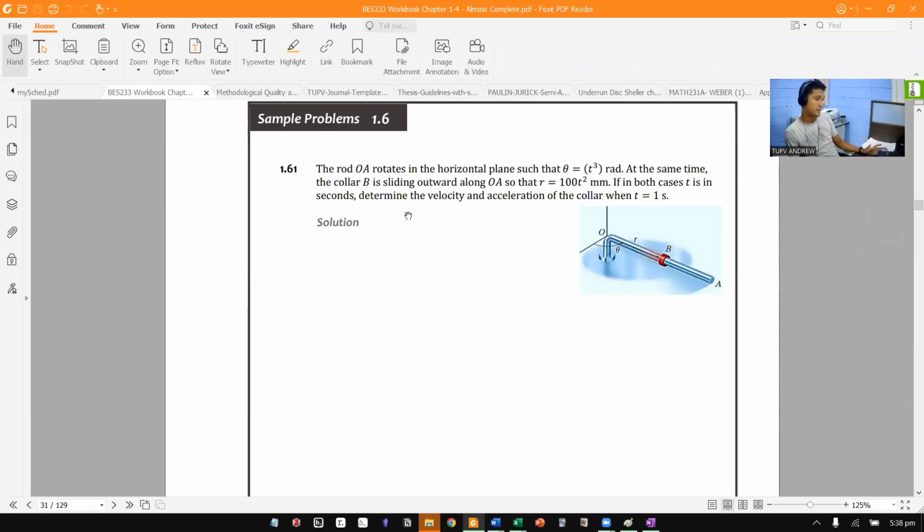The rod OA rotates in the horizontal plane such that the angle theta is equal to t cubed rad. At the same time, the collar B is sliding outward along OA so that R, the radial distance, is given as 100 t squared mm. If in both cases t is in seconds, determine the velocity and acceleration of the collar when t is equal to 1 second.